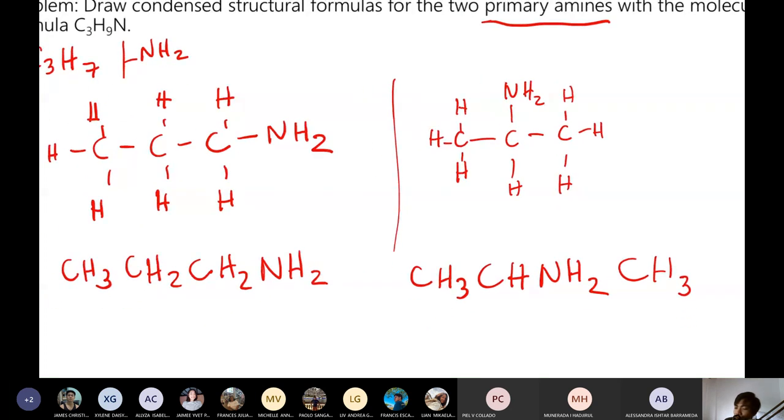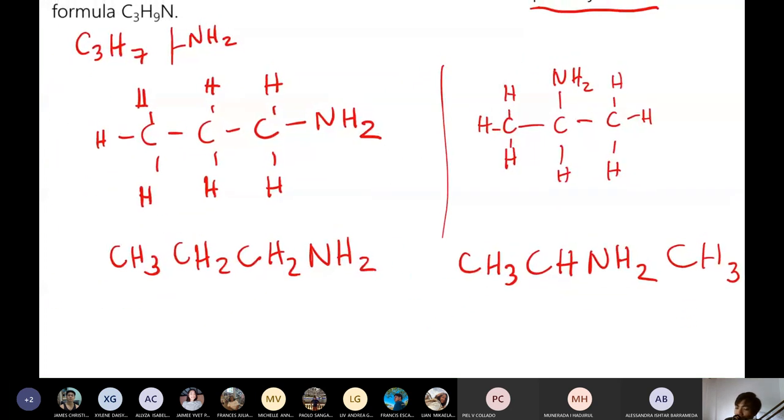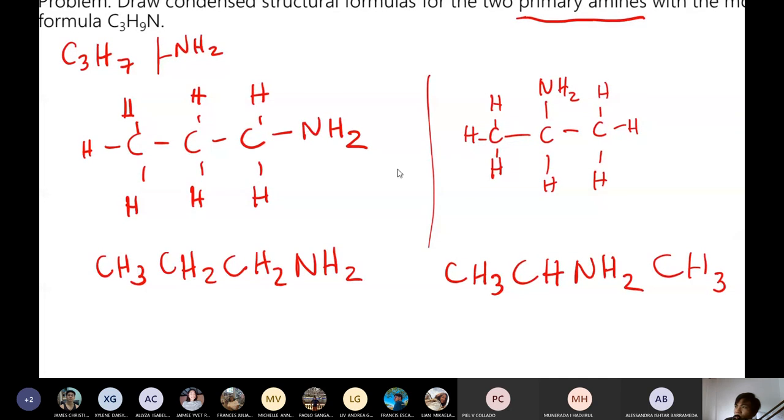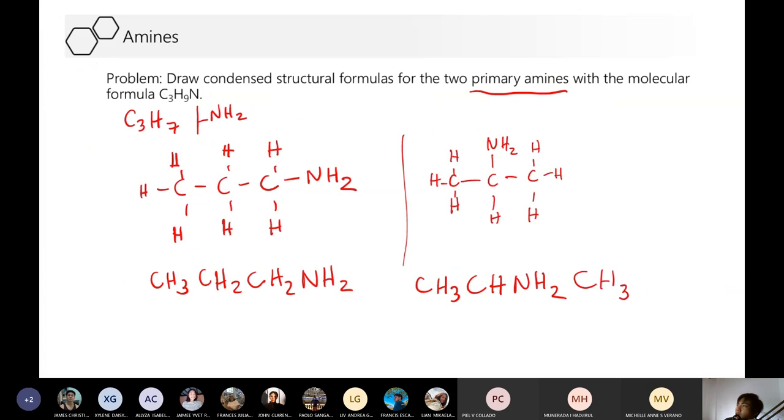Okay, so as you can see, magkaiba sila ng structural, condensed structural formula that indicates na sila ay isomers, no? And by looking at the Lewis structure, they are, yes, isomers. So, itong NH2 nasa dulo, itong NH2 nasa gitna. So, that's how you create condensed structural formulas. So, ganun.